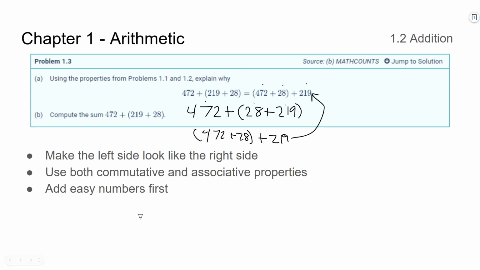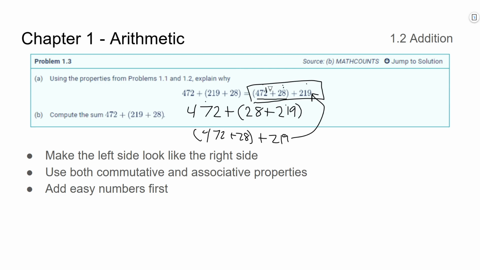So now if we add it this way, that's actually easier to add than if we were to add this way. So if we first added 219 plus 28, we know how to add, we can do that. We come up with the right answer. There's nothing wrong with doing it that way. But if you're just wanting to do some mental math, take a look at this. Take a look at 472 plus 28. Whenever you see an 8 and a 2, you know it's going to add together to make 10.